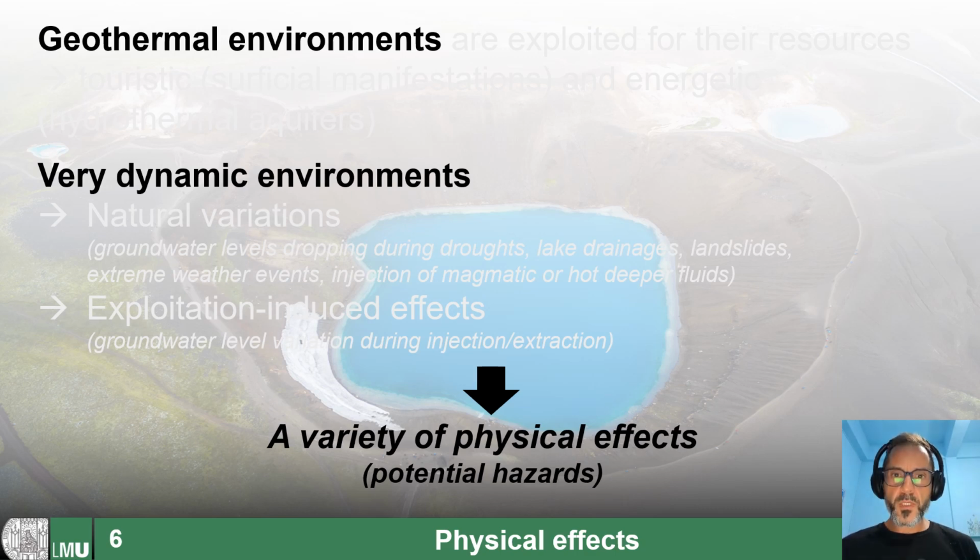Overall, variation in pressure and temperature can produce a variety of physical effects, which we're now going to explore, and some of them can represent a hazard to people and infrastructures.